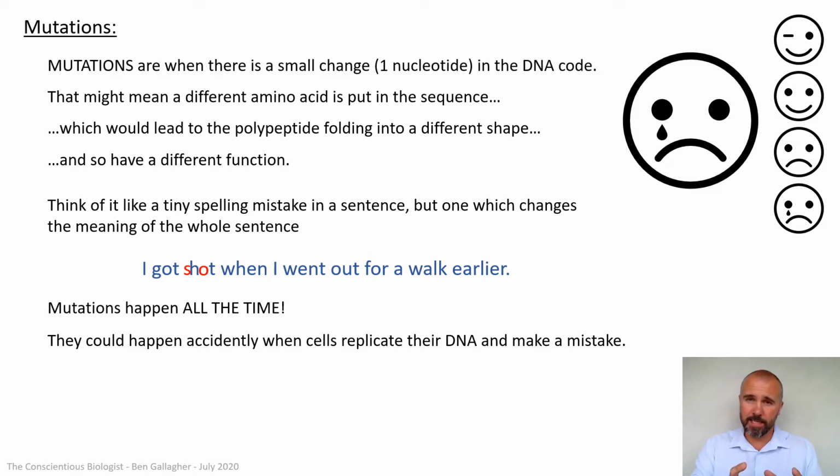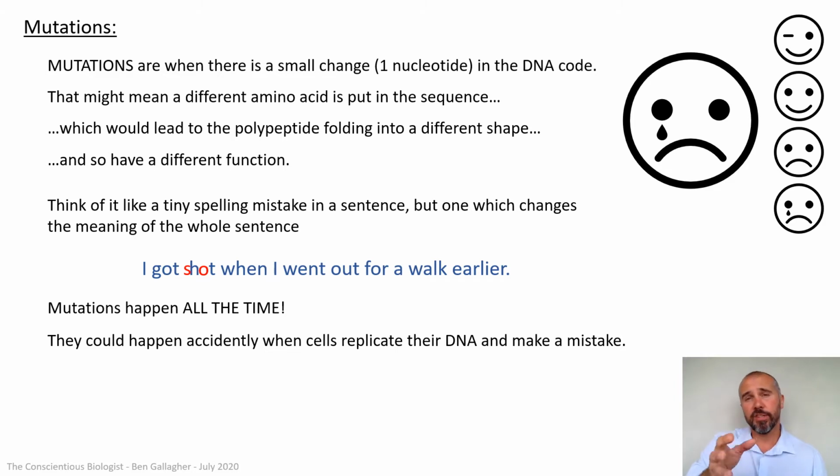Now, they could happen accidentally when cells replicate their DNA and make a mistake. If you think back to the mitosis lesson, which go back and watch it if you haven't done already, you'll know that as a cell grows and goes from that one cell, that one circle, and it grows and doubles in size so that it can divide in 2, during that growth process, it needs to double its quantity of DNA so that each new cell has a full set. Now that's copying out a huge amount of genetic information. If I asked you to copy out an entire massive novel by hand, chances are you'd make the odd mistake. Well, that can happen naturally when your cells are replicating their DNA. So that's probably happening all the time in your body.